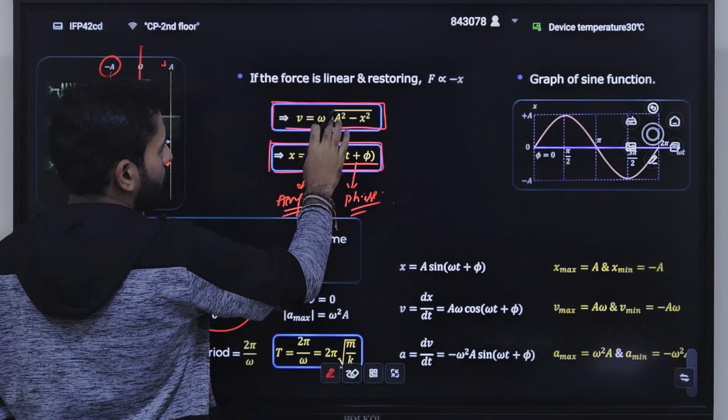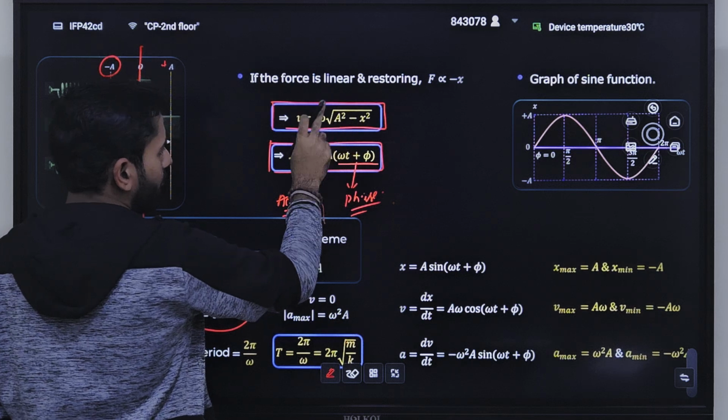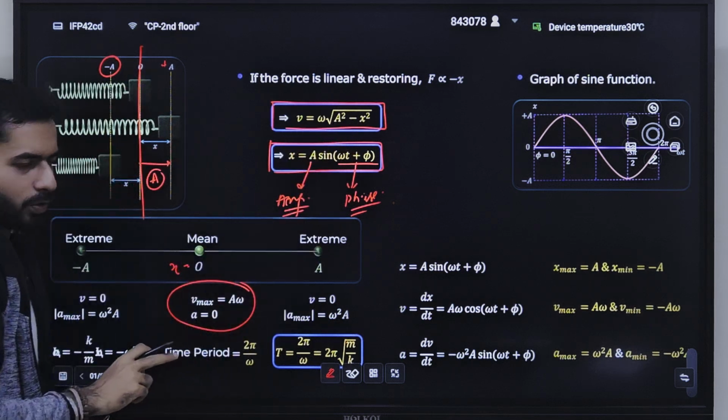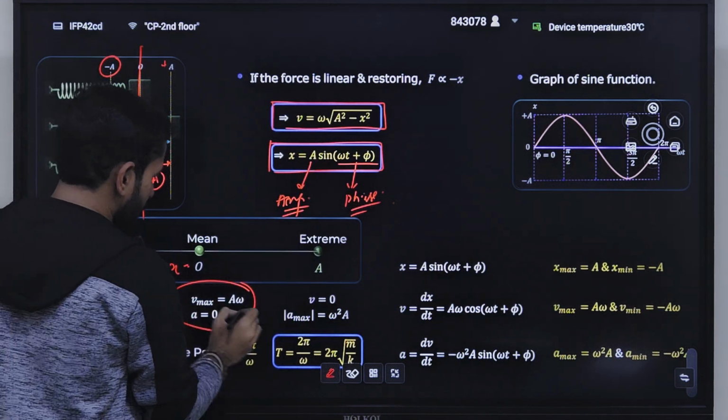What you will have? Root under a square will become a. That means plus a or minus a. Both will be the possibilities. At the extreme, velocity is maximum and acceleration is 0.